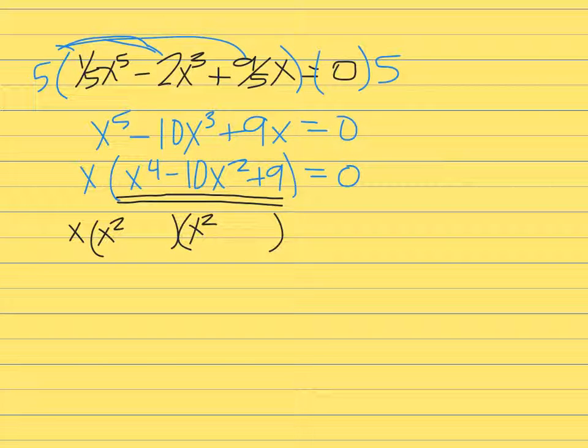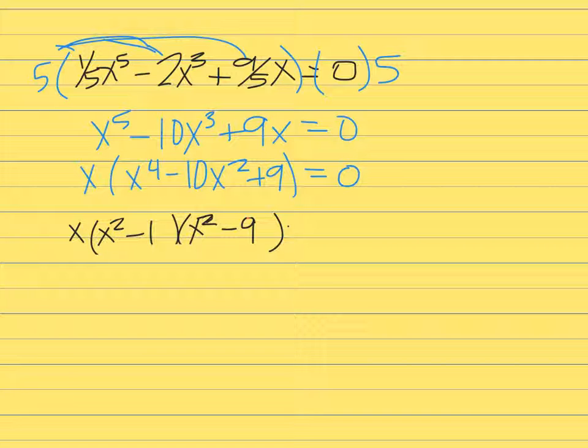So I need two things that multiply to 9 but add to negative 10, and that would be negative 1 and negative 9. And I'm probably going to erase this, but just notice x squared times x squared is x to the 4th. Negative 1 times negative 9 is positive 9. This is negative x squared if I multiply those two. This is negative 9x squared. And if I add those together, that's negative 10x squared. So I have factored it correctly.